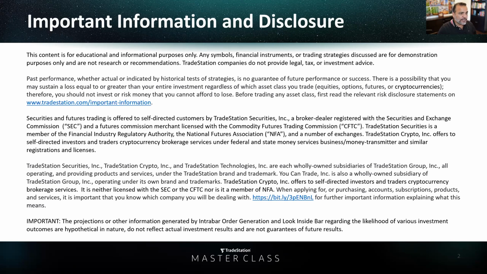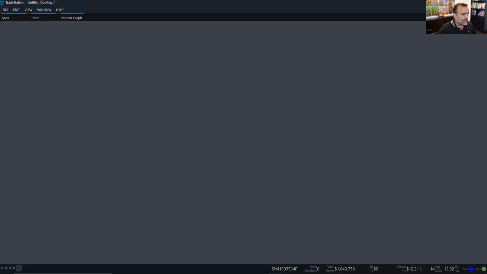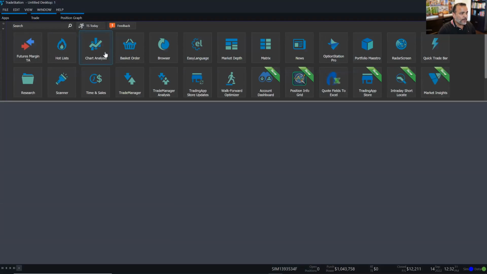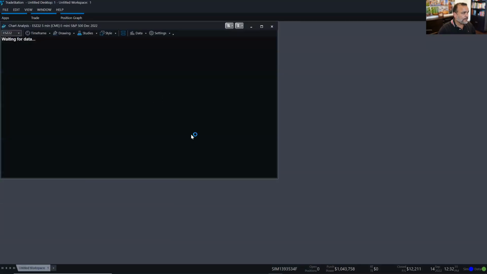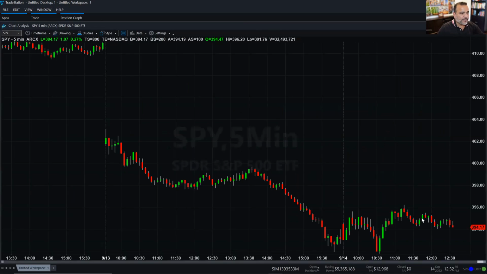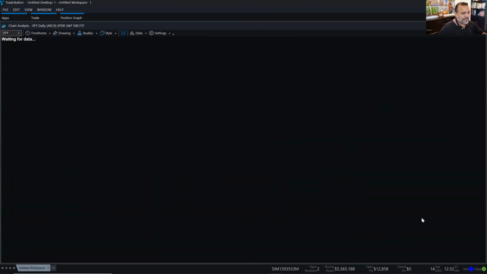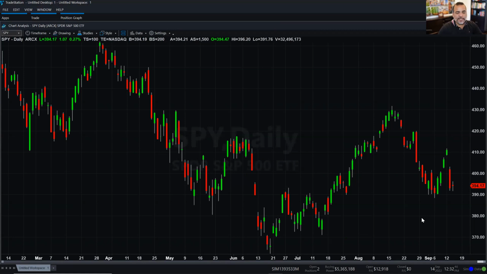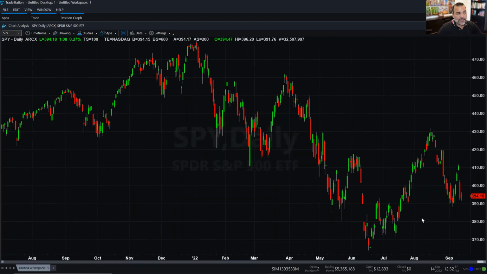Let's go ahead and switch over to my TradeStation platform and get this conversation started. I'm going to come over here, open up a chart analysis, and let's pull up SPY on a daily basis. So this is a daily chart of SPY. We know that it's an ETF based on the movements of the S&P index, but it's trading similar to a stock. So if we develop a strategy around SPY, this will be a strategy on the S&P 500. Now we can use any strategy that's part of the TradeStation platform.